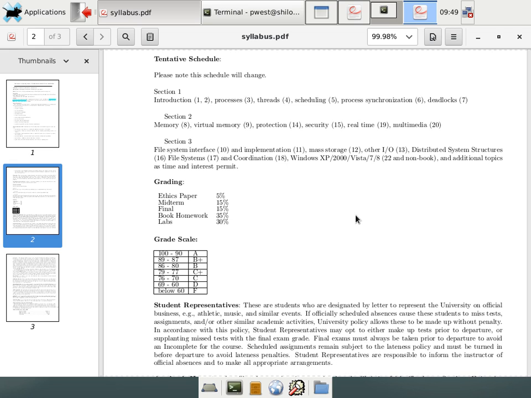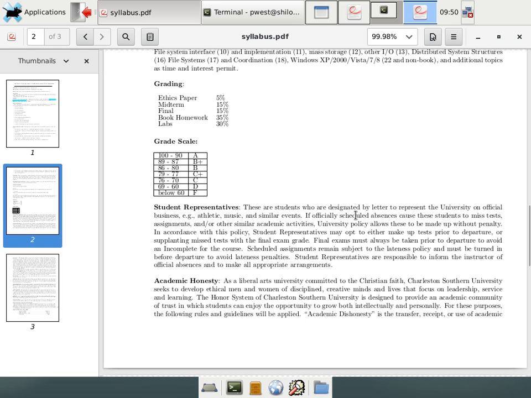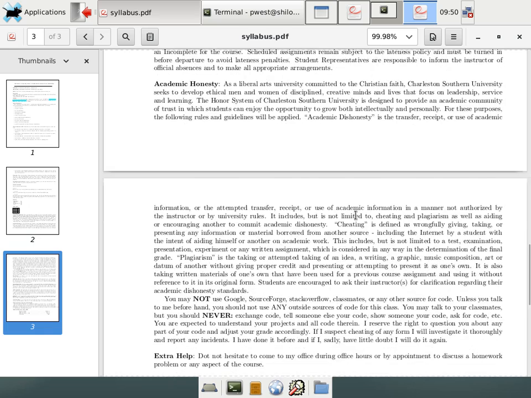Pretty much every one of those parentheses up there is a chapter, and you'll have homework from those chapters. And then labs, we'll try and do a couple of labs to show you how the scheduler is working and process management as well. Standard grading scale. And then lastly, student representative. If you're a student representative, just tell me, and we'll take it from there.